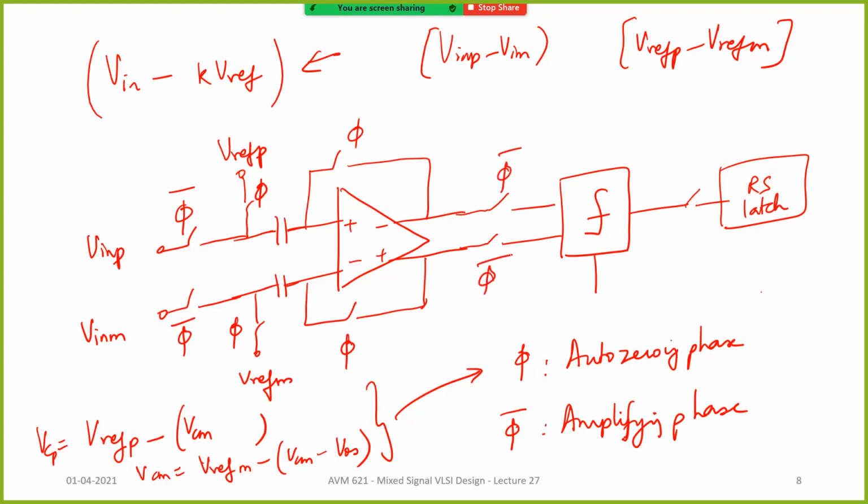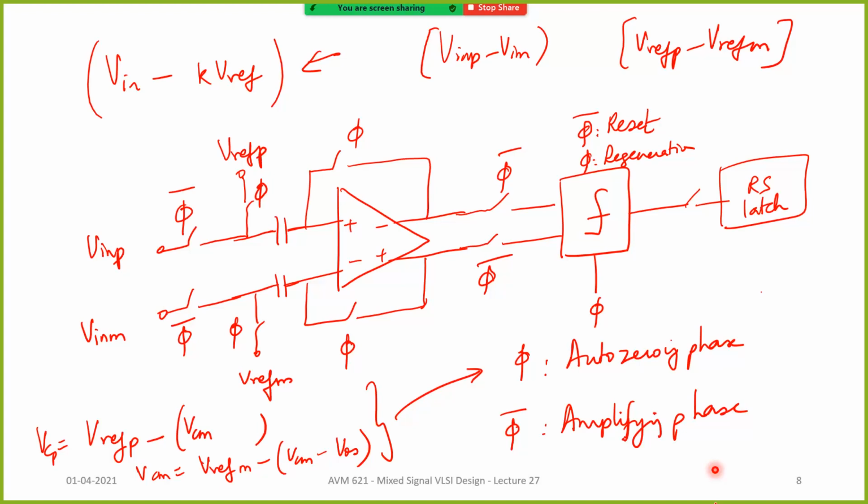Okay. So the phi bar phase is the amplifying phase, and that is when this switch is given to the comparator. Now, when do you write the inputs to a comparator? When the comparator is in the reset phase. So in the phi bar phase it is in reset, and in the phi phase it is in regeneration. So you are writing the inputs to the comparator when it is in the reset phase. So phi bar should be the reset phase of your comparator, and phi will be the regeneration phase of your comparator, right?